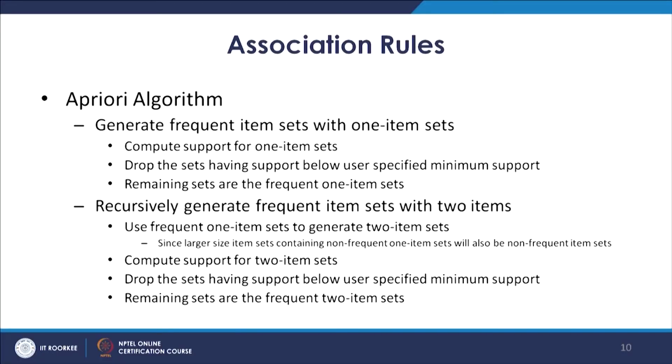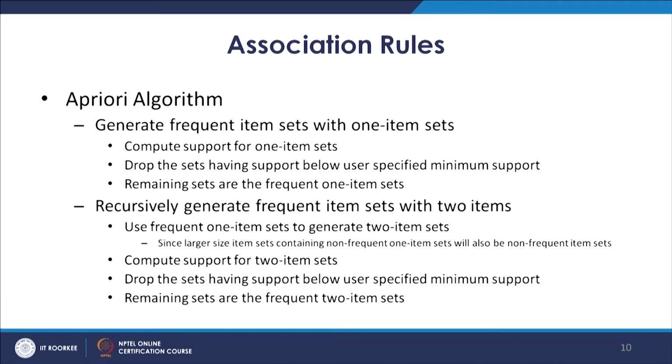As we talked about, the user has to specify a minimum support level that is required to consider an item set as a frequent item set. So, we need to drop the sets having support below that user-specified minimum support. Once that is done, the remaining sets can be called frequent one-item sets. So, it is the user-specified minimum support level which gives us the criterion for deciding whether a one-item set is going to be considered a frequent one-item set or not. Once this process is completed, we will end up with the frequent item sets with just one item.